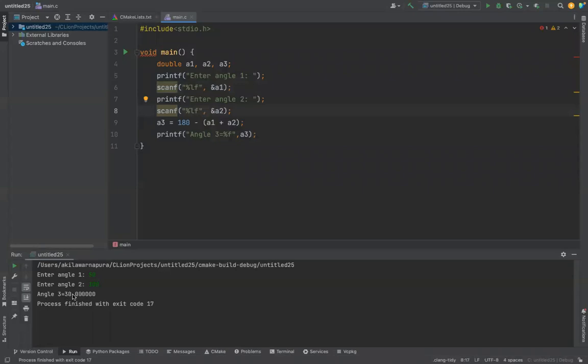Okay, the angle is 30 degrees. If you want to print two decimal places for floating point numbers, you may use %.2lf. Angle 1 is 50, angle 2 is 100, and angle 3 is 30 degrees. Any issues?